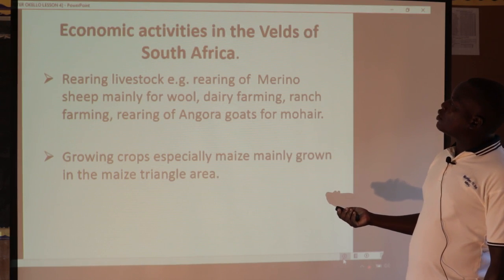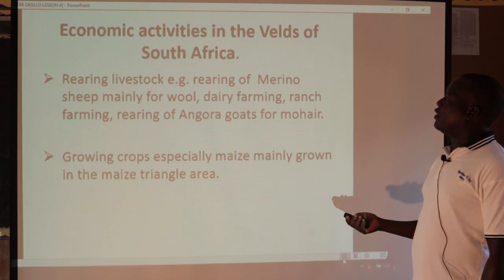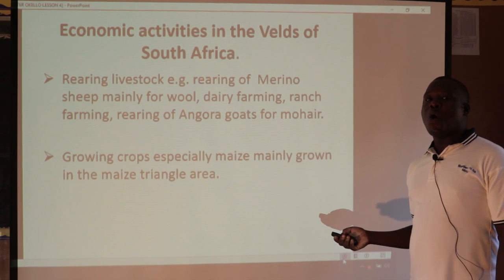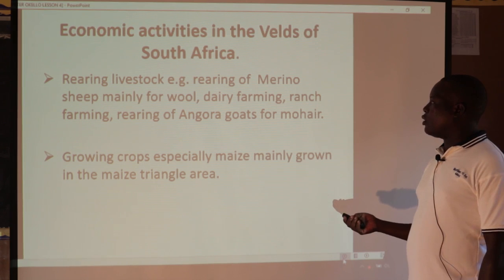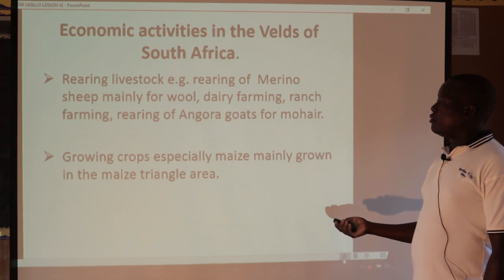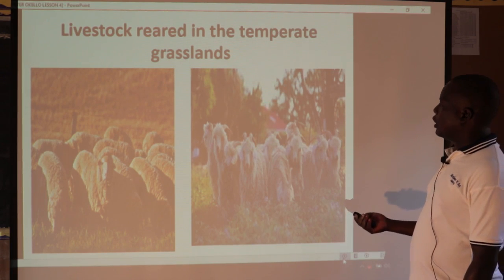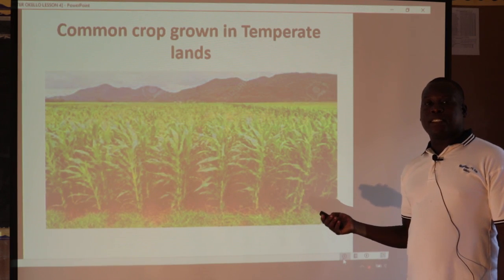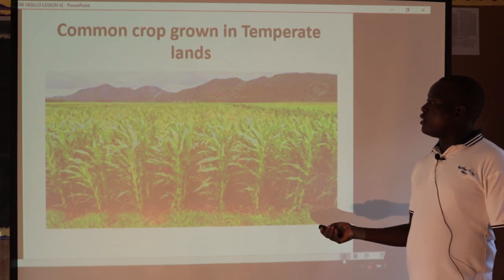We have also looked at the economic activities, and we have said rearing of livestock, and more so merino sheep, which is reared for wool. Then we have dairy farming, ranch farming, rearing of Angora goats for mohair. Questions can come around that area. Then we have growing of maize. We have seen the picture showing us the merino sheep, the Angora goat, and then the maize triangle, where maize is commonly grown in the temperate areas of South Africa.